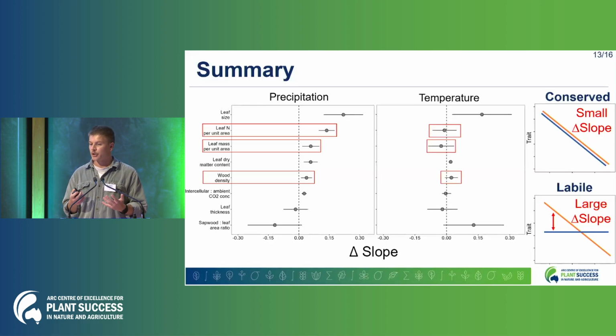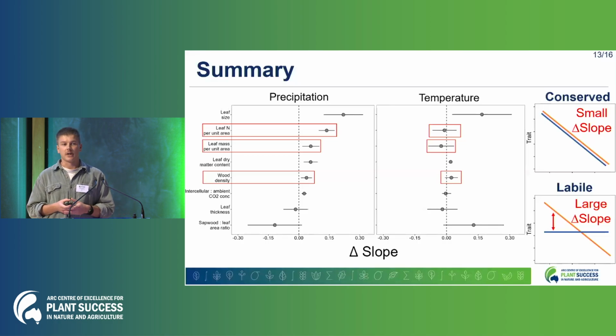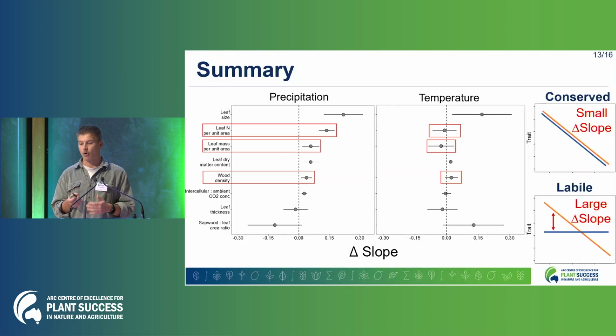And then for temperature, in general, we found that the relationships with temperature were just generally weaker, both in natural and common conditions, and that the traits in general also appeared more conserved in their relationships with temperature. So, for example, of those 3 traits that I showed today, we actually found no significant difference in the slopes between the 2 data sets for all 3 of those in relation to temperature.